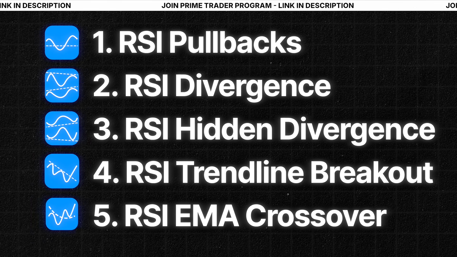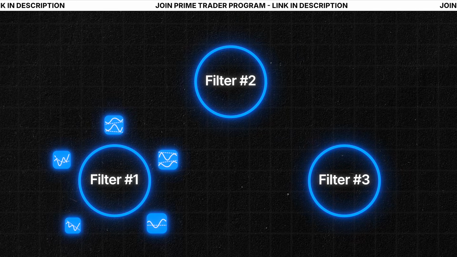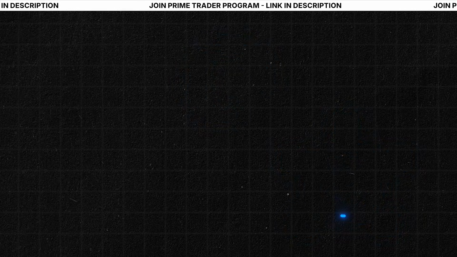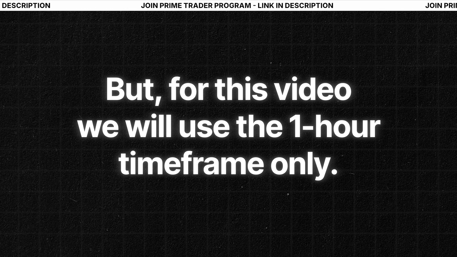So these were the 5 high probability trade setups using the RSI indicator. Now let's add a few confluences to these setups to create a complete trading strategy with even better accuracy. The setups and strategies discussed in this video can be used on any chart and any time frame, but for the purpose of this video, we will use it extensively on the 1-hour chart because it suits our trading style.